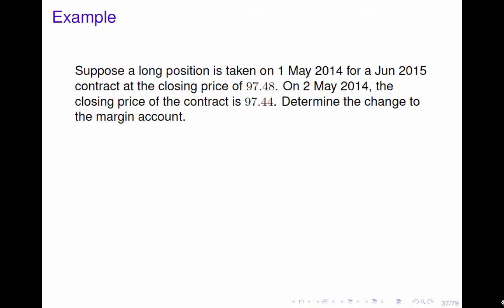Let's take a look at an example. Suppose a long position is taken on May 1st, 2014 for a June 2015 contract at the closing price of 97.48. On May 2nd, 2014, the closing price of the contract is 97.44. Can you determine the change to the margin account?